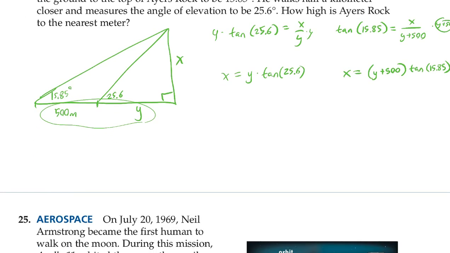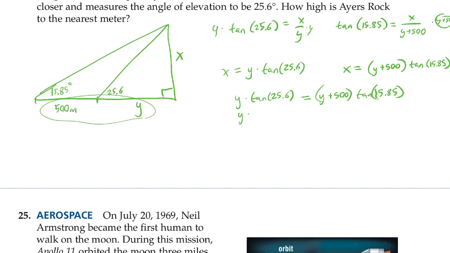Now the algebra gets a little trickier just because we have these different tangents. So setting those equal, we get y times the tangent of 25.6 equals y plus 500 times tangent of 15.85. I'm going to stick with the tangents until the end of the problem. So I want to get an exact expression here. So what I get is y times tangent of 25.6 equals y times, distributing in, tangent of 15.85, and then that's plus 500 times the tangent of 15.85.